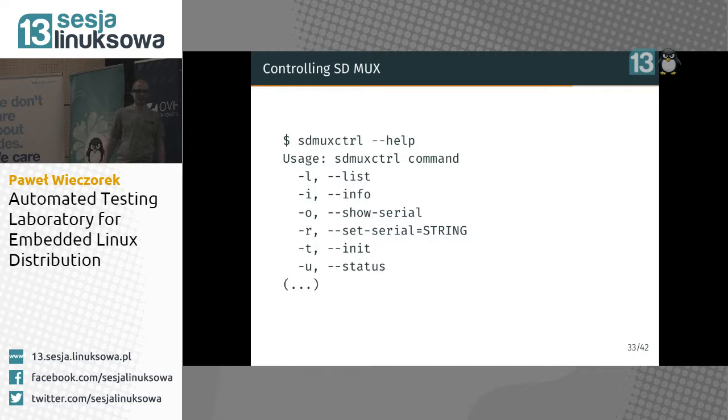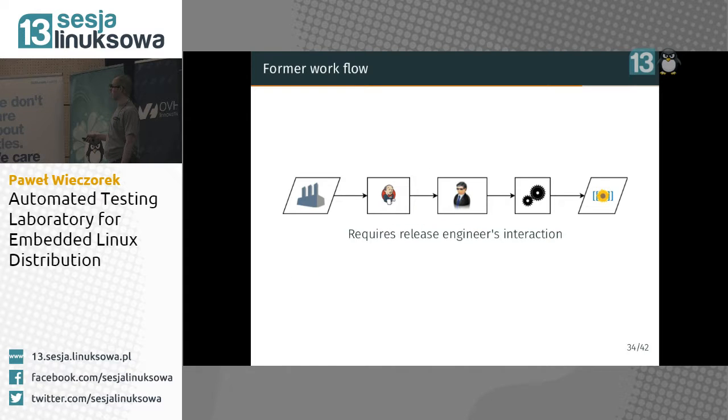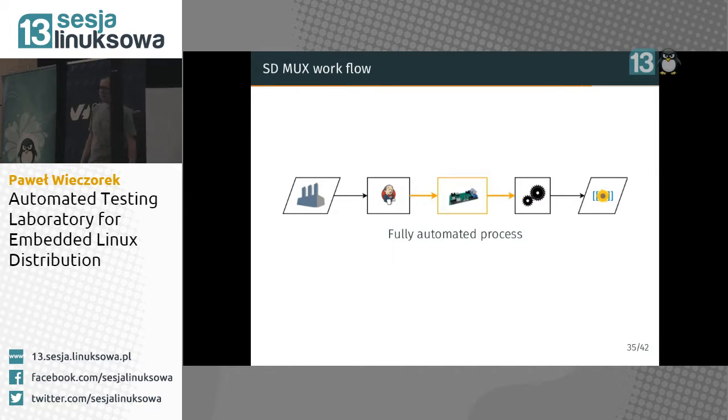So from the former workflow, where we had to first watch for changes from Open Build Service, then build new images by Jenkins, and test them manually by a release engineer who, once tests are done, had to publish test results, we moved to a new workflow involving our SDMux board, which now is fully automated, requires no manual interaction, and saves us a lot of time.